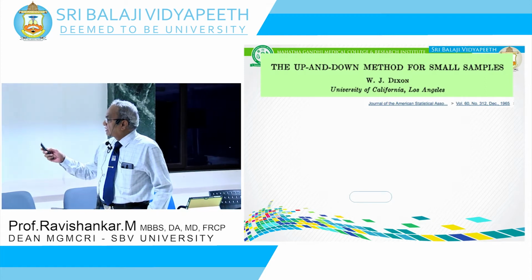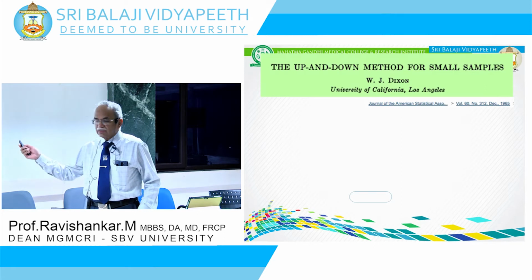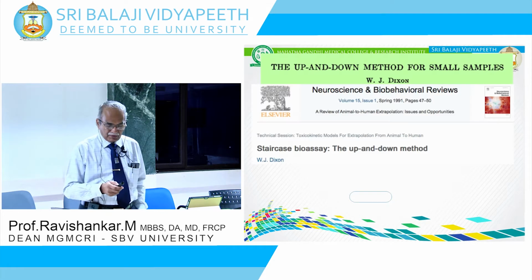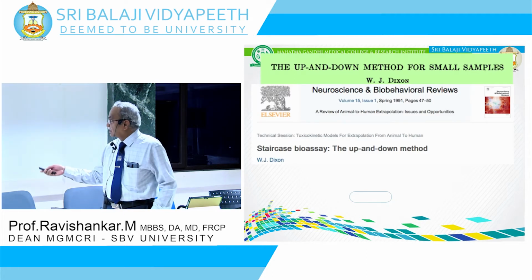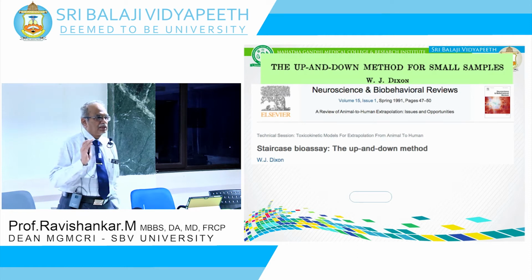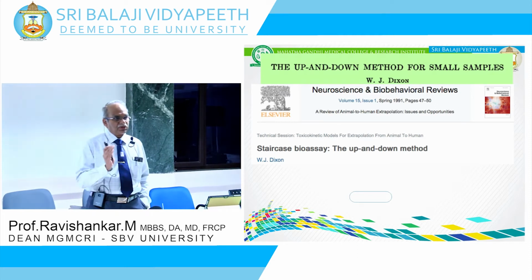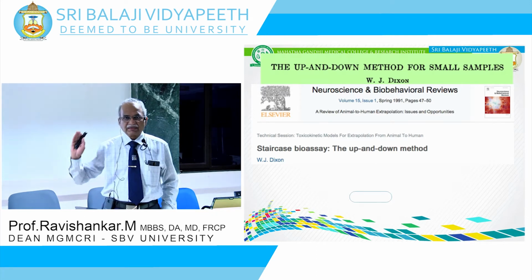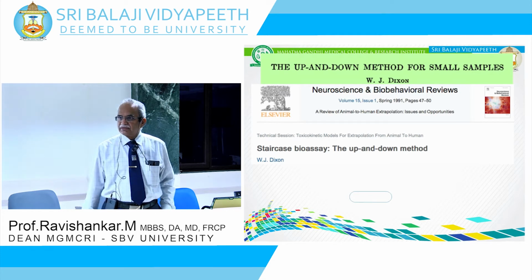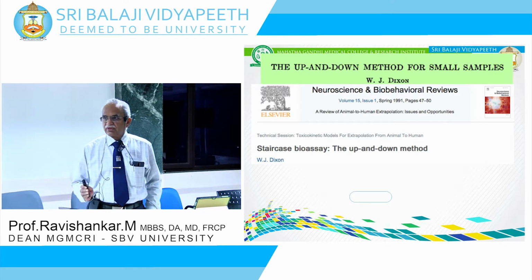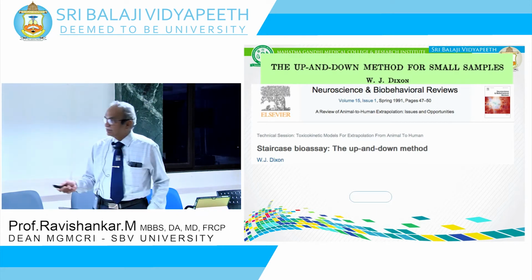And this is Dixon's up and down method for small samples. This was proposed by Dixon way back in 1965, and it was accepted and revisited in 1991. And to say that the staircase bioassay up and down method is a very valid method for finding out, in small samples, what the transition is between the two. So this has become an accepted method, and in our department, I suppose many of you are aware that we use this kind of method for estimating the required dose that we have to give.